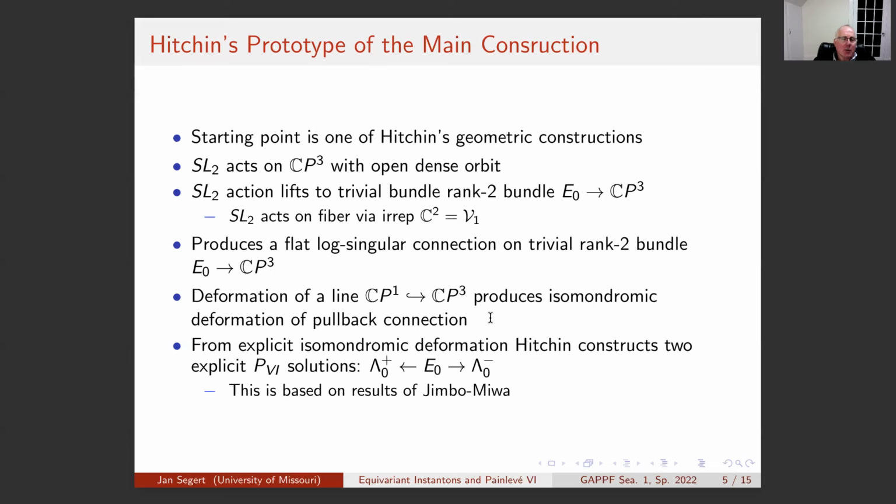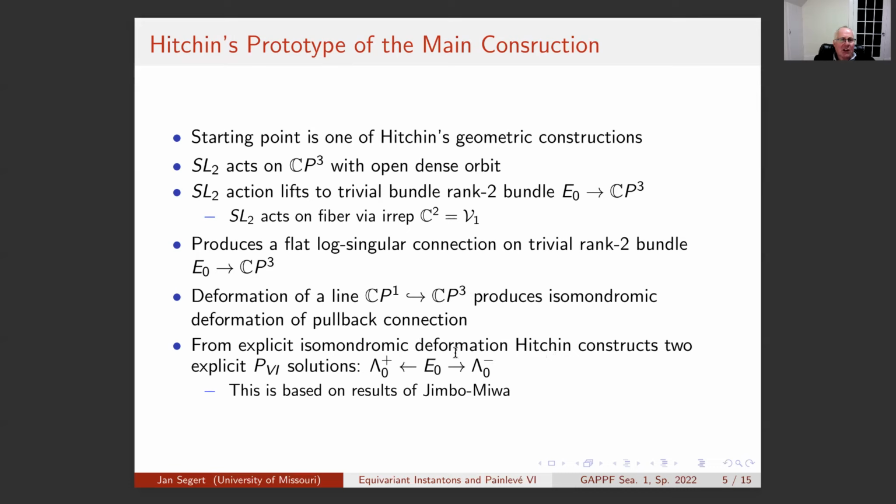An isomonodromic deformation is a family of bundles on P1 with flat meromorphic connection. And when you go through the family, you deform one of the P1s. Typically, you deform the positions of the poles, but the monodromy stays the same even though you're deforming the poles. And from explicit constructions of isomonodromic deformations, Jimbo and Miwa had worked out a way that you can construct solutions of Painlevé 6 if you have this.